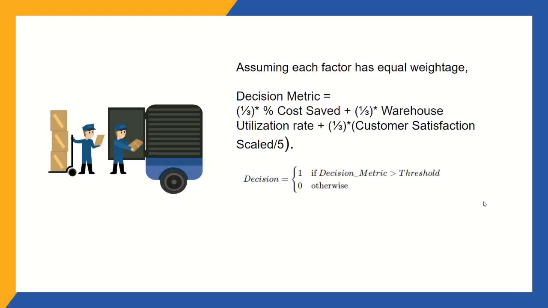After successfully calculating all the three parts, now we'll assume that all the three factors have equal weightage. So we'll calculate a decision metric using this formula as it is shown on the screen. After calculating this metric, we'll compare it with a threshold, and if it is greater than the threshold, we'll keep it in the warehouse, and if it is smaller than the threshold, we'll not keep it at the warehouse.